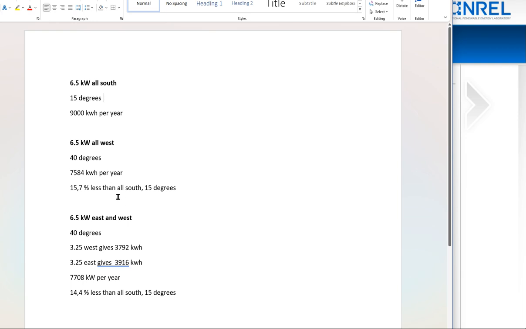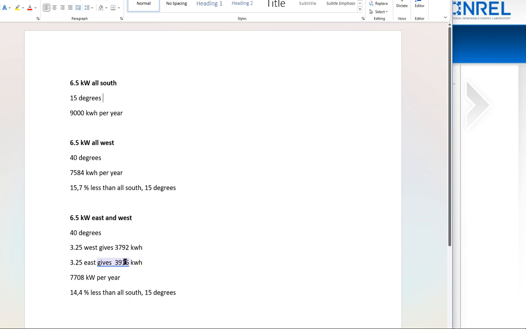Okay. But then many people will say that, well, if you have a house like that, you're likely to have something on the east too, that you have the possibility for east-west configuration. And I definitely agree with that. Many houses, and actually the house in question here, has an east-west configuration, so we can put 50% of the panels on the east and 50% on the west. So then what changes? I have that down here. We don't have to run the simulation, I've already done it. So we have 6.5 kilowatt, 40 degrees, and then half west and half east.